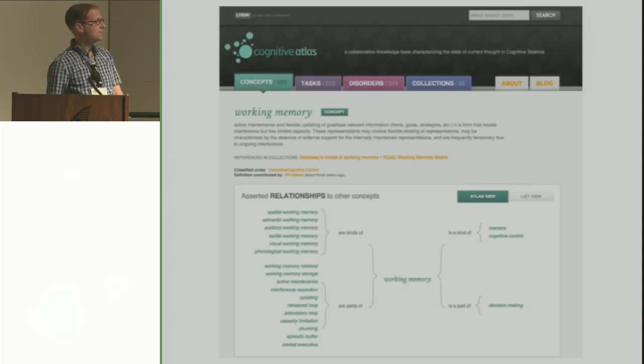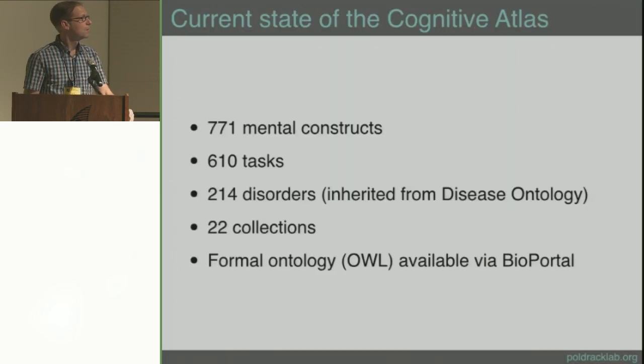Next slide. So if you go to the Cognitive Atlas at cognitiveatlas.org, there are pages for each of these concepts that say things like, spatial working memory is a kind of working memory is a kind of memory, and so on. Obviously, you can disagree about some of these things, and there are a lot of ways in the Cognitive Atlas to express that disagreement. Next slide. Currently, we have about 770 mental constructs and 610 tasks that overlap heavily with the CogPO database. And we have a formal, I didn't want to use the O word, but we have a formal ontology if you want it.